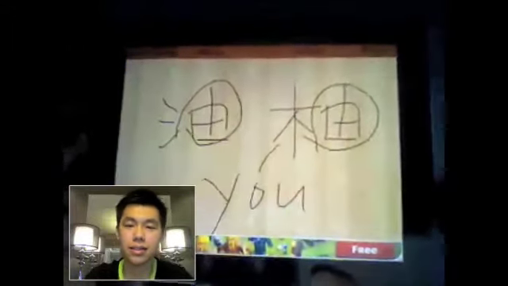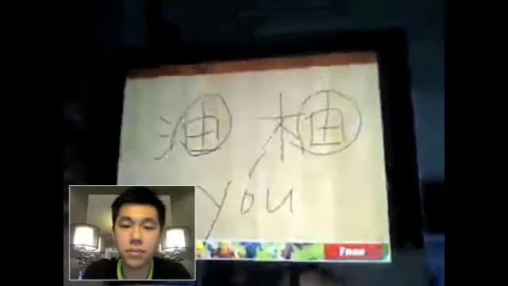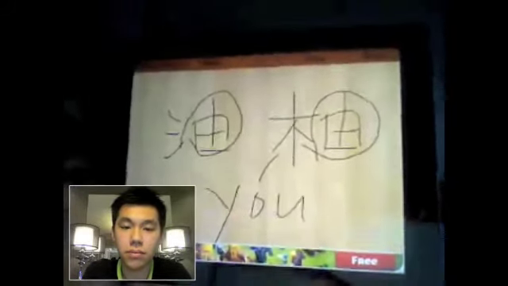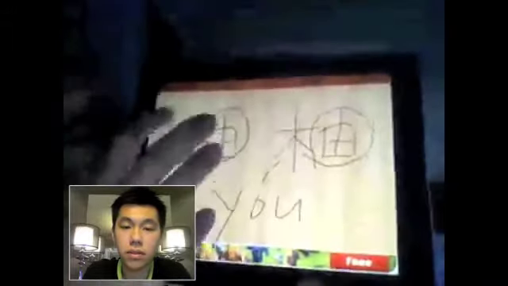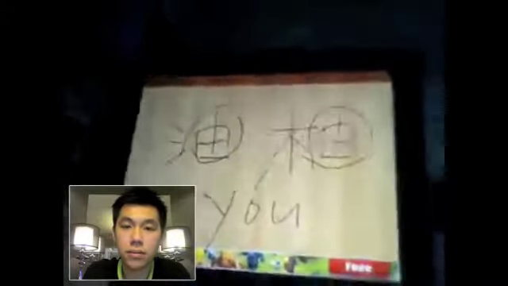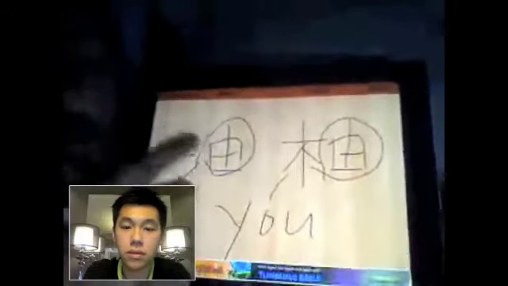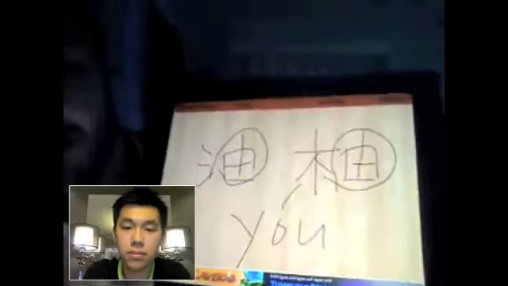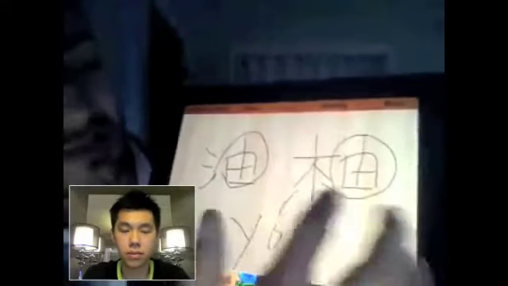Right. The parts that aren't circled are the radicals, and they suggest the meaning. So this one has the water radical, and this character as a whole means oil. Again, it suggests a liquid. And this character over here, its radical is the tree radical. So this character as a whole is a type of fruit, suggestive of a plant, as it's a tree. In that way, you can break down characters and see the radical versus how it might be pronounced.